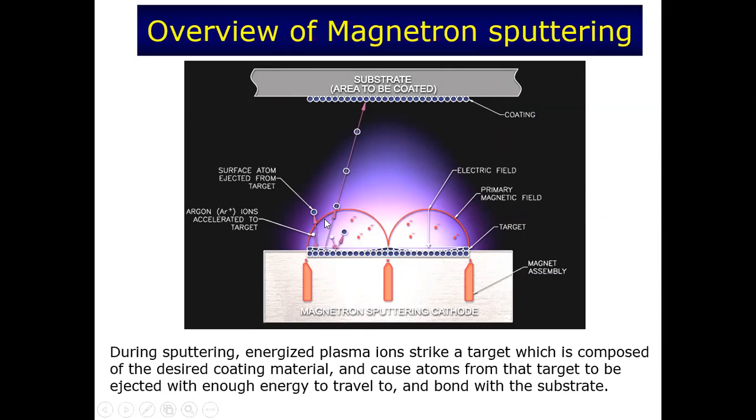So this red semicircle is an indication of the magnetic field. So this is the magnetic field. Over here we have magnets, so you have the magnetic field in here. The purpose of these magnetic fields is basically that the magnetic field will trap electrons.